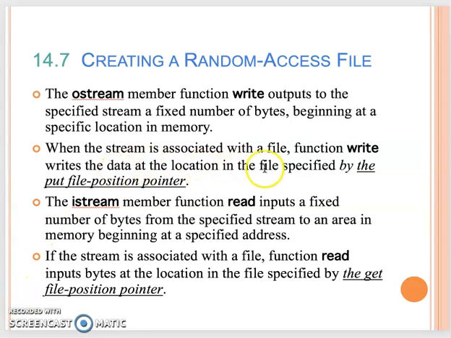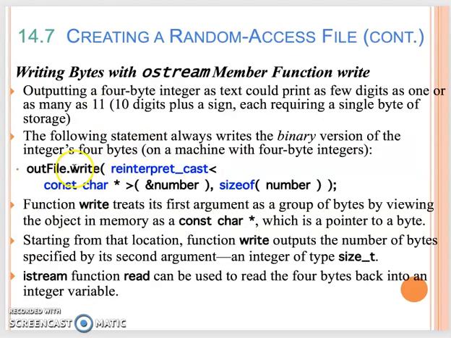So after you know the location, we will write the information to the file. And also when you write, you also need to specify your data size. So the next one we see, for example, what is the write function. For example, we will output a 4-byte integer. So then how will it display? When you write the binary version of the integer for 4 bytes, that's how we'll do that.